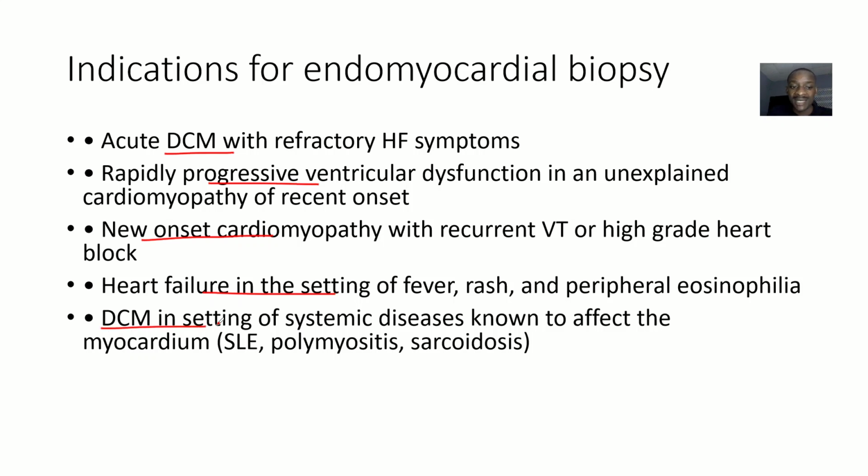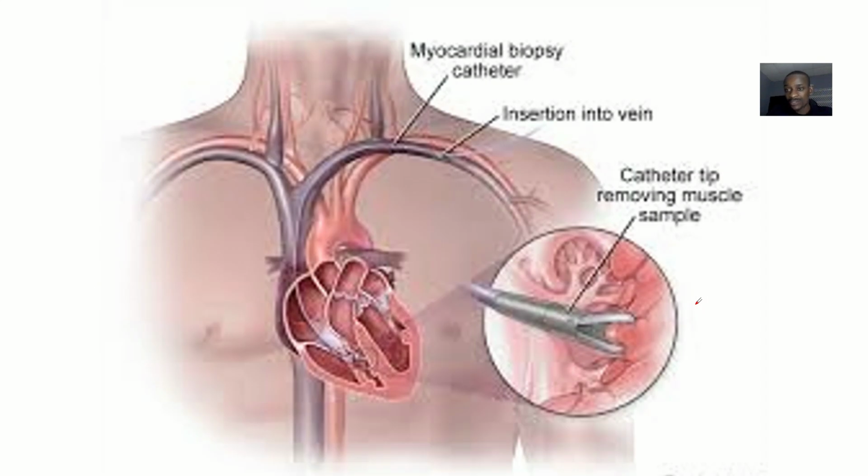Then if there's a dilated cardiomyopathy in the setting of systemic disease conditions known to affect the myocardium, like systemic lupus erythematosus, polymyositis, and sarcoidosis. So if there's a dilated cardiomyopathy amongst these disease conditions that you know affect the muscles of the heart, you might want to confirm by doing a biopsy, right?